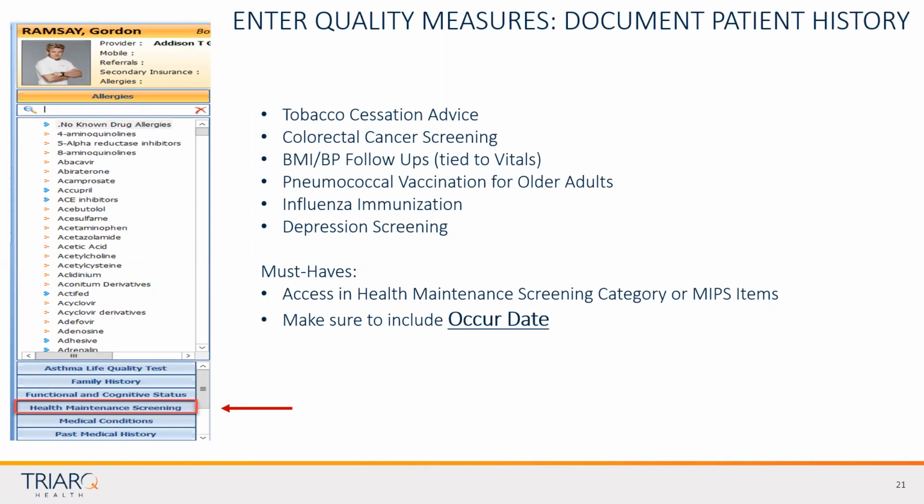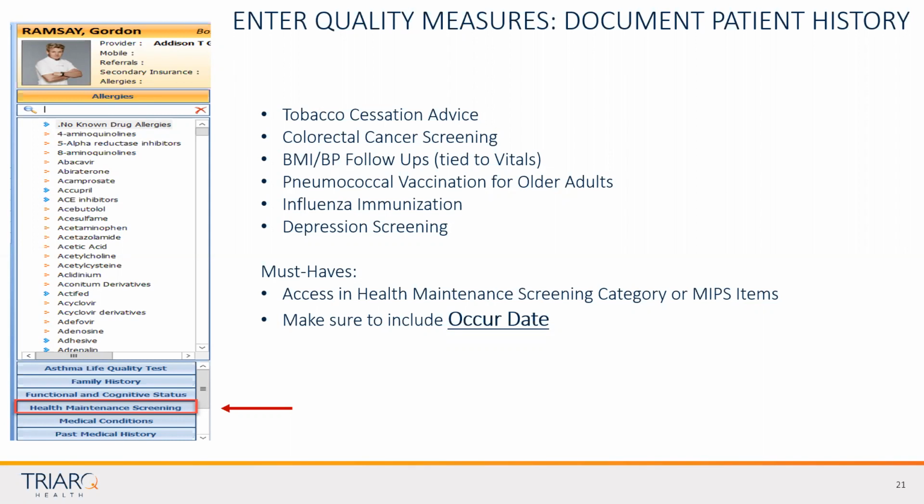On the left-hand side of my screen here, you'll see I have health maintenance screening populating. I like to call this health maintenance screening. You might call this category your MIPS items. Whatever you call it, just make sure it's something that you're utilizing from MIPS. I'm going to kind of keep in mind, okay, these are the measures that I know I want to inquire further about and make sure I document. So I'm going to click on health maintenance screening or MIPS items.